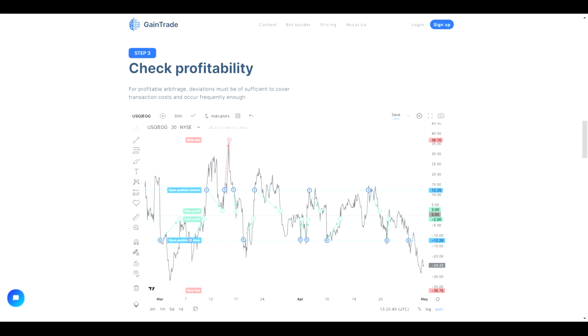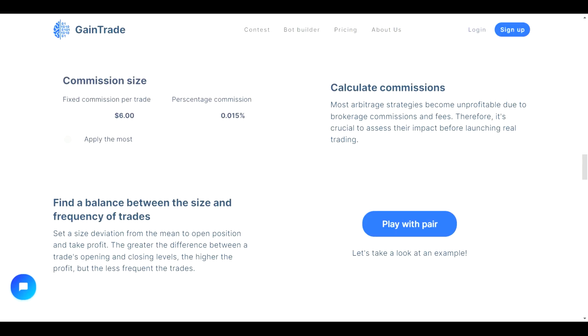You will need to assess the profitability of the pair trade and ensure that the deviations are substantial enough to cover your transaction costs and occur frequently enough. In addition, GainTrade has a built-in commission calculator to help you assess the profitability of each trade.